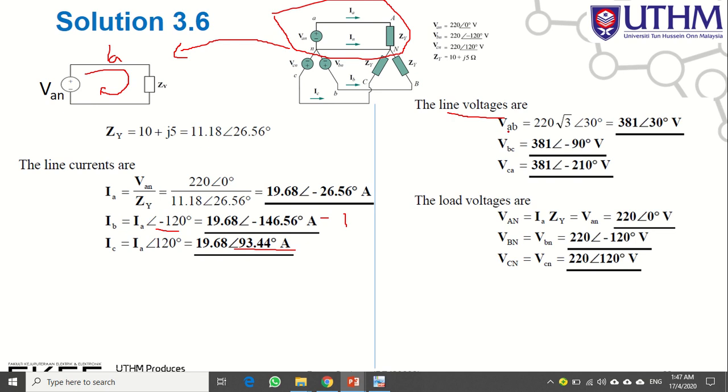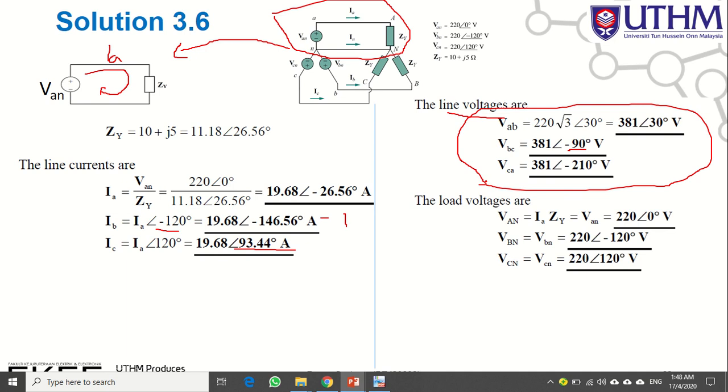For VBC, we have the same magnitude, but the difference is the phase angle: 30 minus 120, equal to minus 90. And then VCA has the same magnitude, but the angle is 30 plus 120, or 30 minus 240, so you will get minus 210 degrees volt. Okay, this is the line voltage at the source, at the generator.